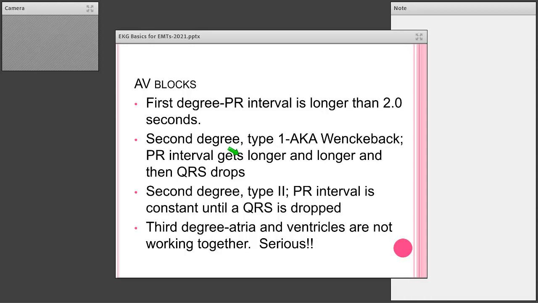So normally the P wave, or the atria depolarizing, triggers or drives the ventricles to depolarize. And in a third degree heart block, the two aren't working together. So the atria are doing their thing and the ventricles are doing their thing. And it tends to be a pretty slow heart rate because the ventricles have an intrinsic rate that's slower than the atria.